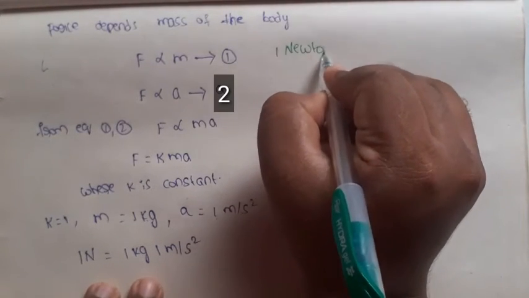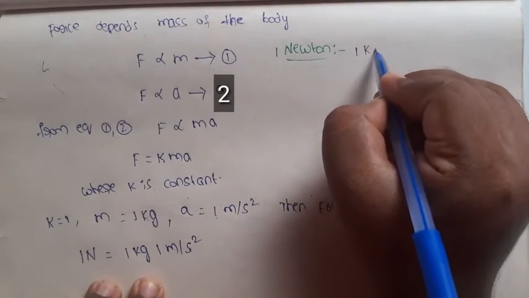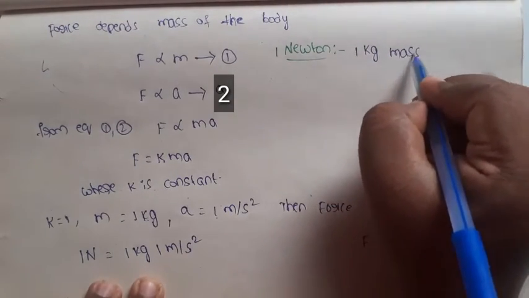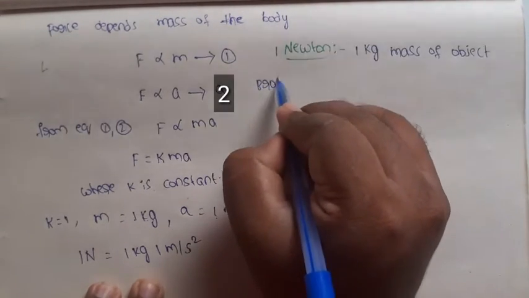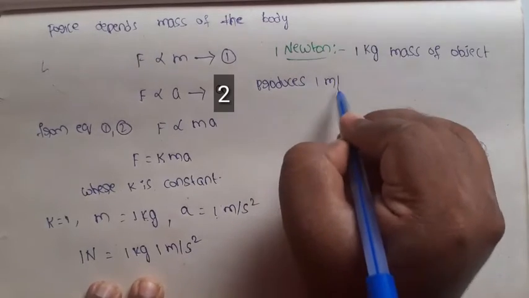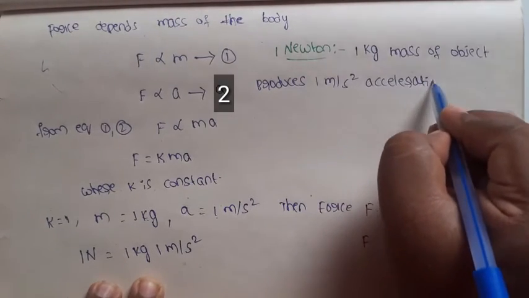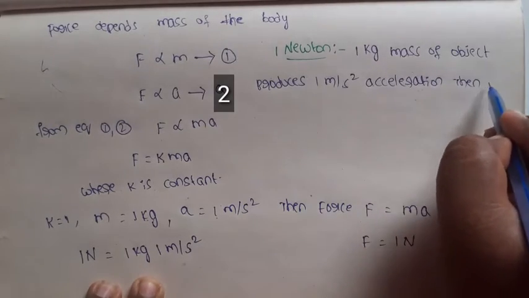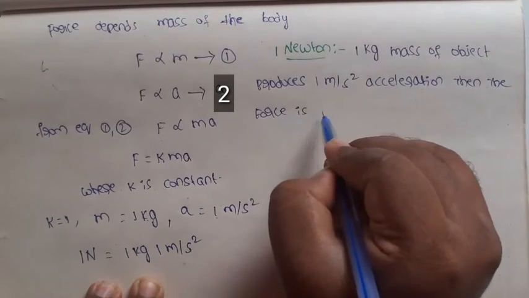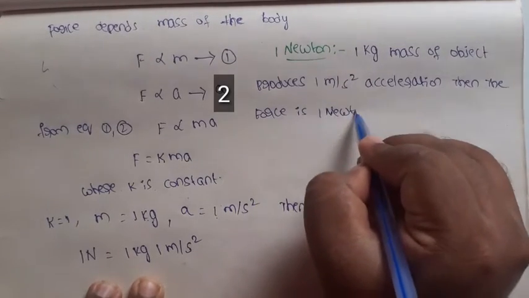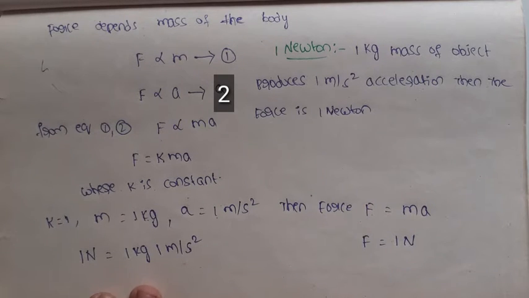The 1 Newton definition is: 1 kg mass of the object produces 1 meter per second square acceleration. Then the force is 1 Newton. So that is called 1 Newton force.